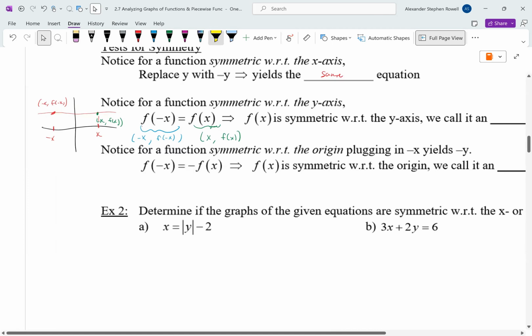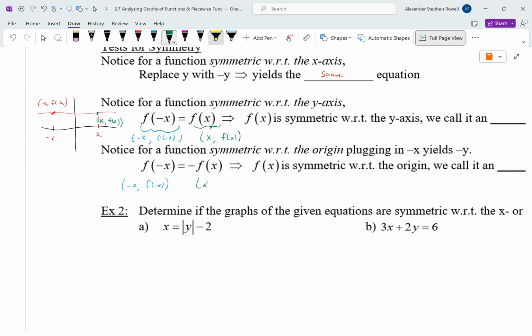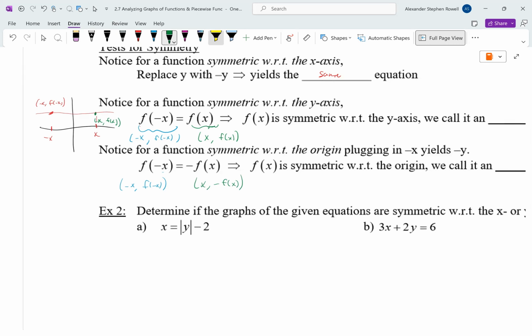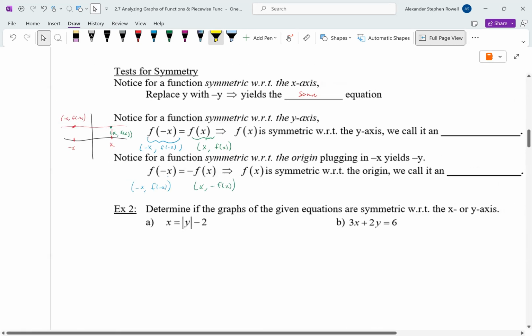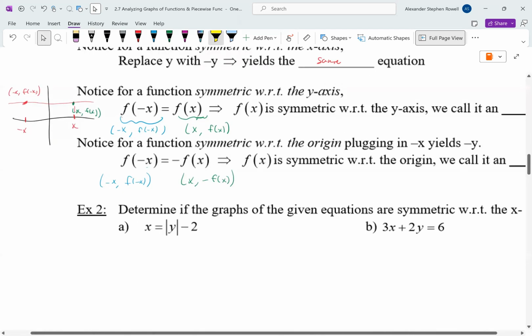The other one's slightly more tricky, and that is, if I plug in negative x, it's the same thing as if I make the whole function negative. So if I plug in x, I will get the negative y value. What this is saying is they have opposite x values and they have opposite y values. This is what type of symmetry? With respect to the origin.